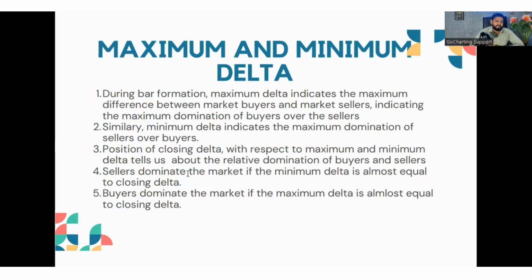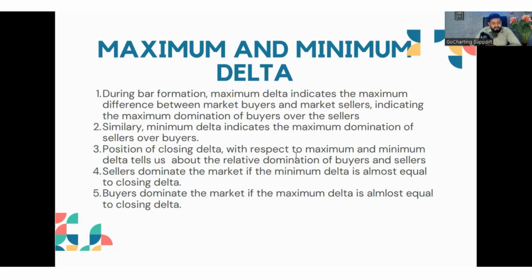Okay, now understand. See, what happens during bar formation, maximum delta indicates the maximum difference between the market buyers and market sellers, indicating the maximum domination of buyers over the sellers. So for example, if a green candle is forming and green delta is also forming, the maximum delta will be showing the maximum advantage of market buyers over market sellers.